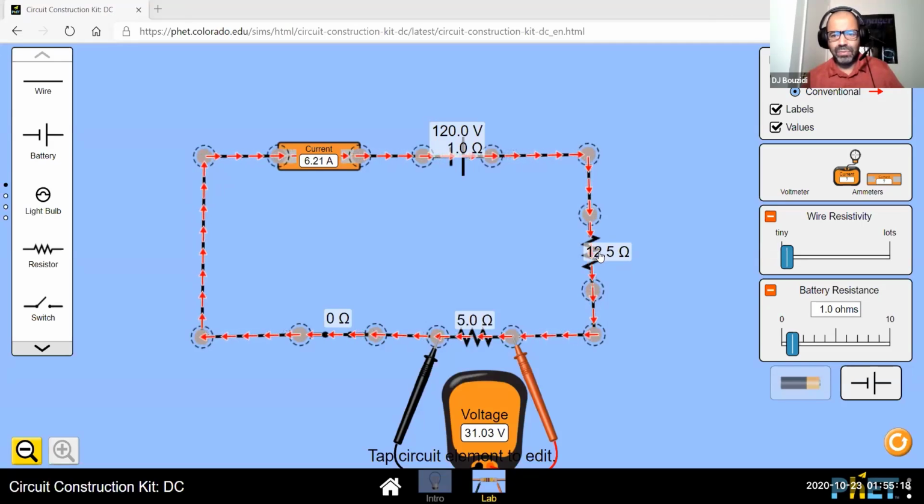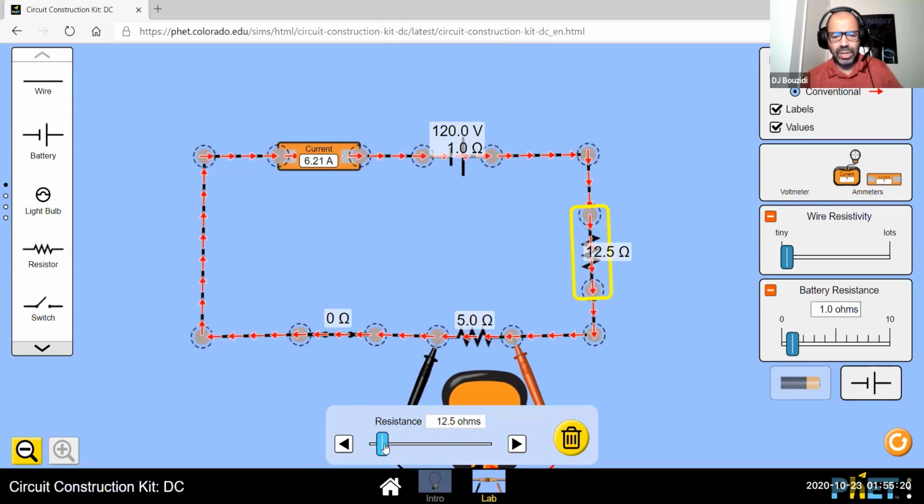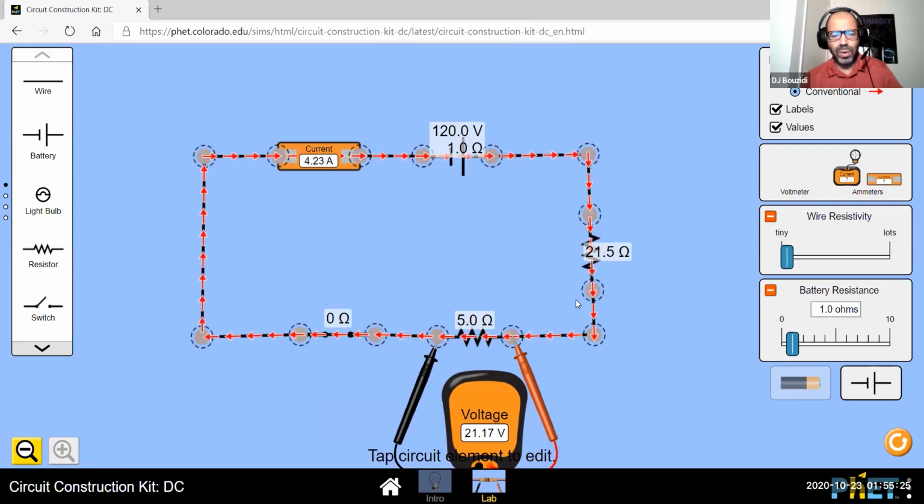Because the next set of data, all I have to do now is change this number to anything in here, doesn't matter. Okay, 21.5 it is. Notice the current now is not flowing as fast as it was before. So the current drops to 4.23 and the voltage drops to 21.7. So that's my third point.